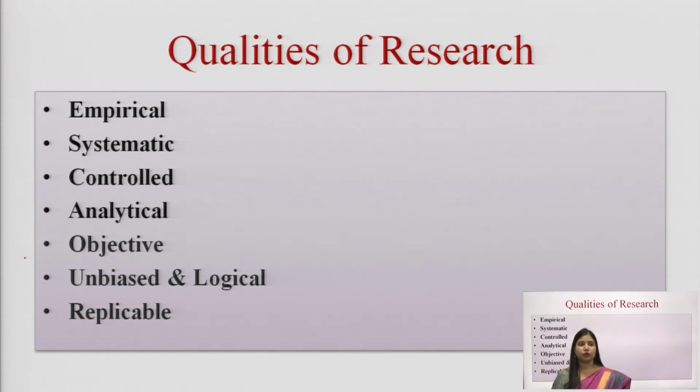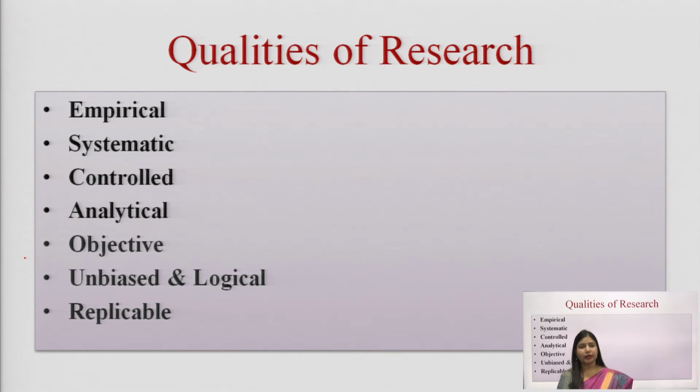Next point is it should be unbiased and logical. When you are doing the research, you should not empathize with a certain situation, with the sample, your data, and with the people. If you sympathize with them, then it may create a certain type of error in your research. So for that, you have to be unbiased and think logically, not emotionally. You cannot deal with or interpret data with emotions.